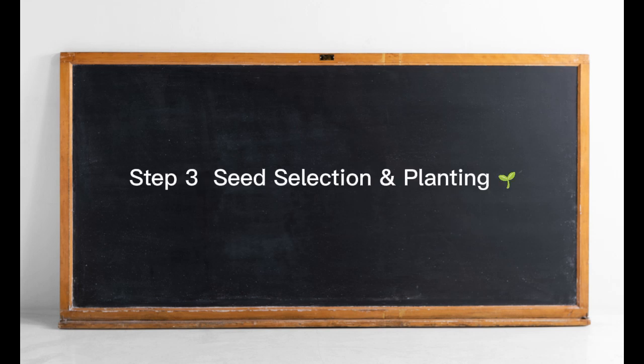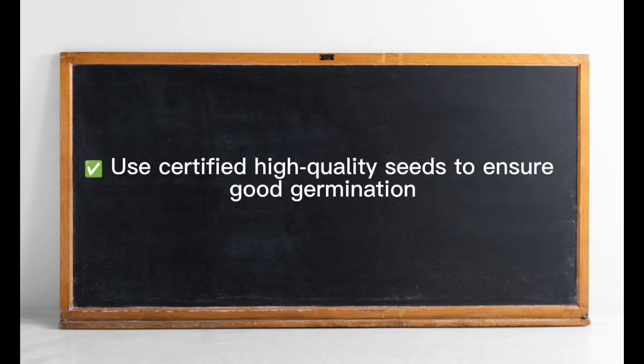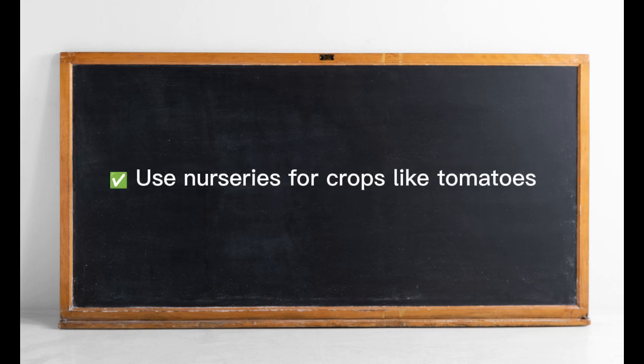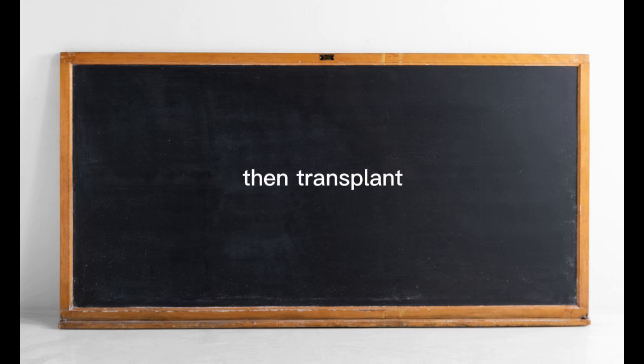Step 3: Seed selection and planting. Use certified high-quality seeds to ensure good germination. Follow the recommended spacing and planting depth. Use nurseries for crops like tomatoes, onions, and peppers, then transplant.